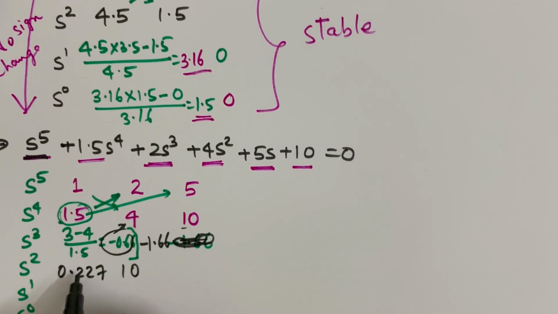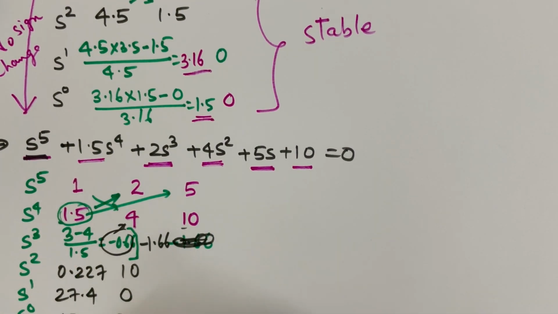Then from here we will be multiplying this with minus 1.66 and 0.66 with 10. So you will get 27.4, and here we will get 0. Then next it will be this number 10 and 0.